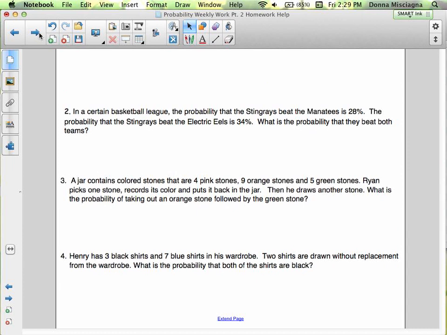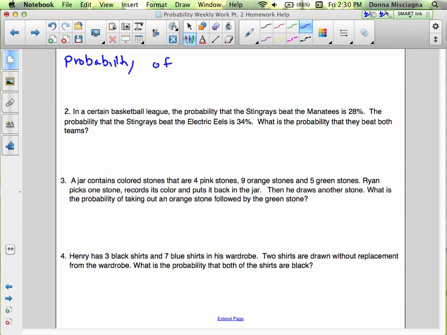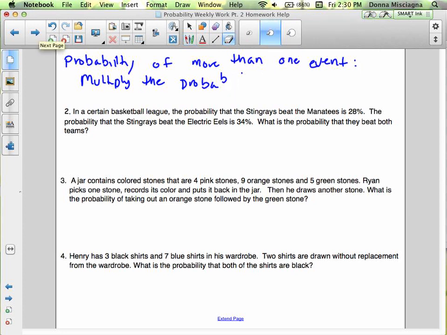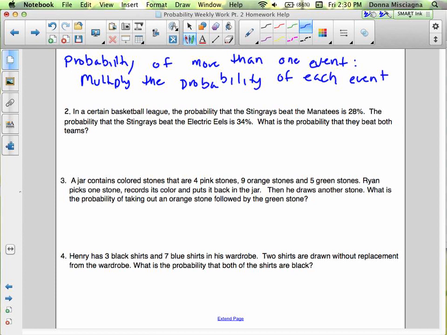In a certain basketball league, when we're finding probability, just as a reminder before I go any further, for the probability of more than one event, multiply the probability of each event.